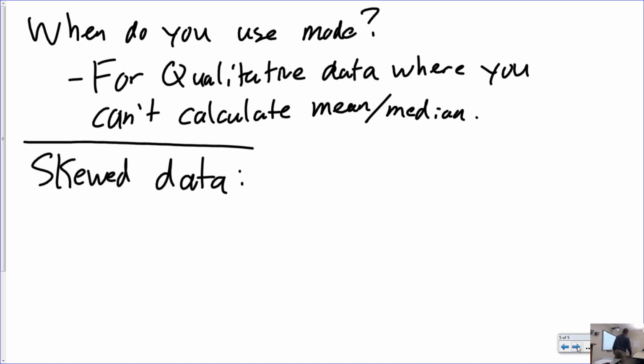And again, just to reiterate, when your data is skewed, remember we talked about skewed data back in chapter 2.